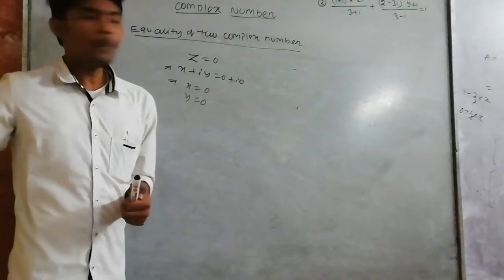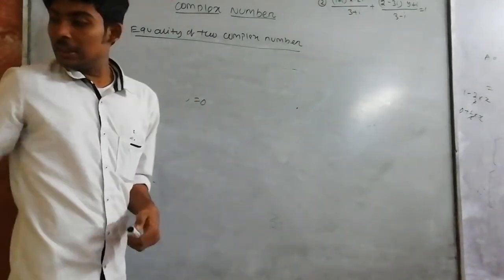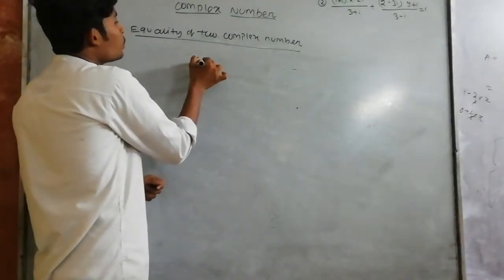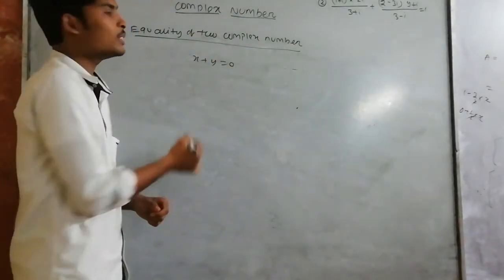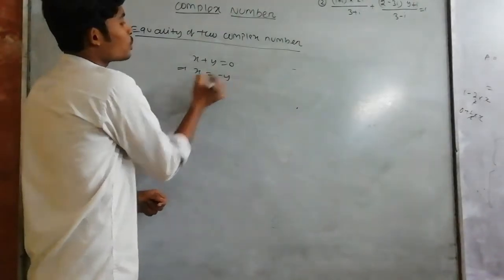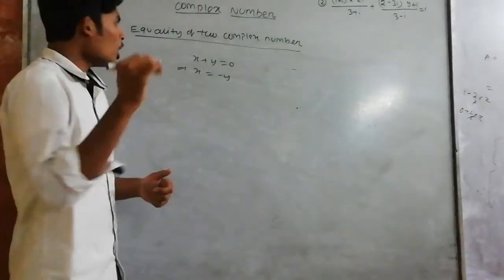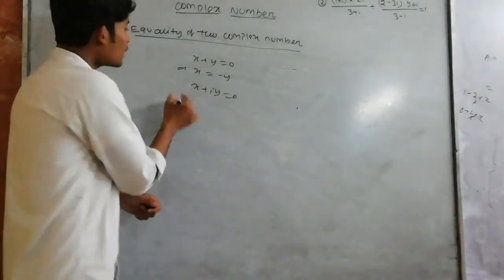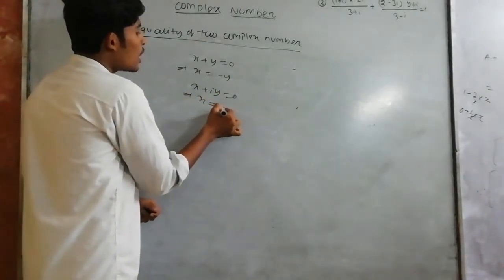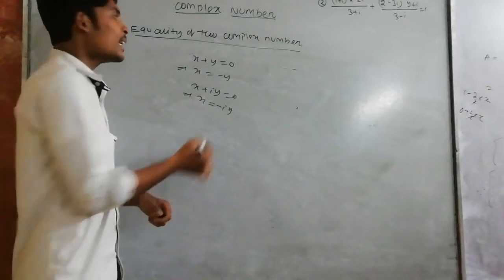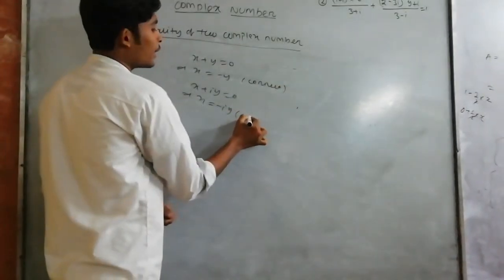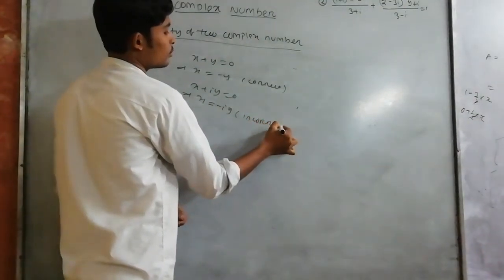Okay. If we say that x plus y equal to 0, that means x equal to minus y. Whenever you say that x plus iy equal to 0, you cannot say that x equal to minus iy. This is correct, but this is incorrect.